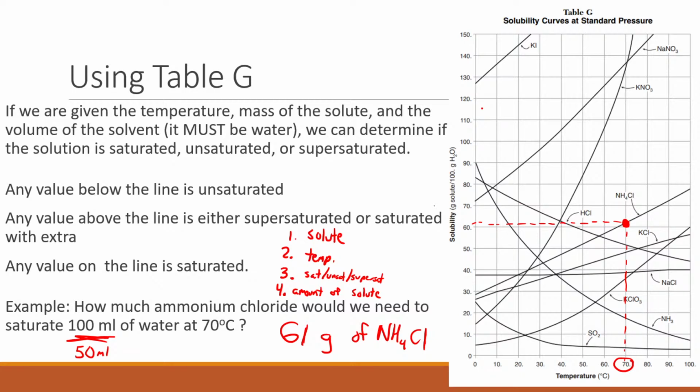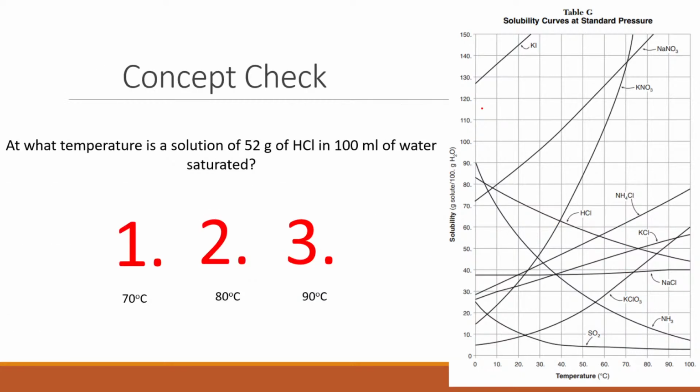Let's take a look at another practice problem. At what temperature is a solution of 52 grams of HCl in 100 milliliters of water saturated?